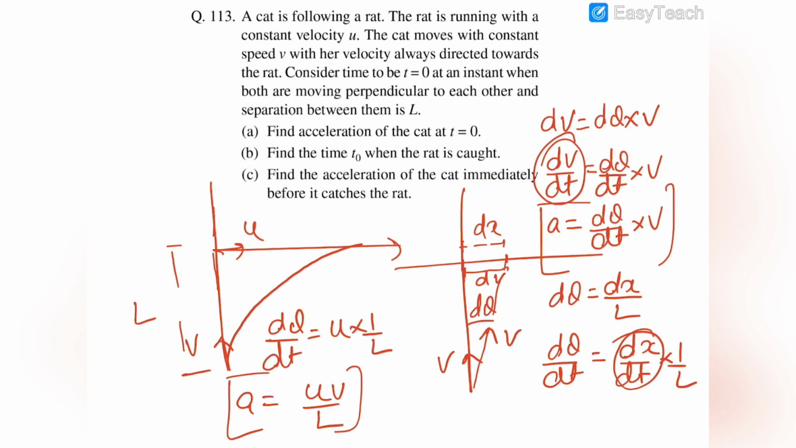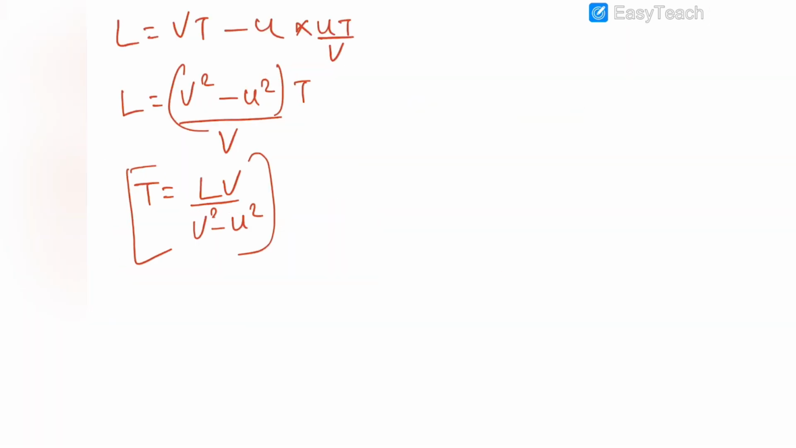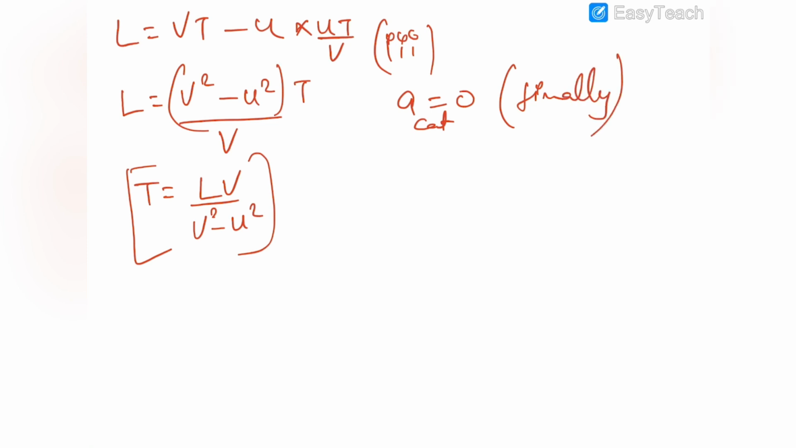Now in the C part, the acceleration of the cat immediately before it chases the rat, obviously you can see that the acceleration when it would chase down the rat would be 0 at that instant, because finally the cat would be moving on this line, and its velocity will become constant, and it would not change the direction either, and obviously speed was constant initially also, so this acceleration of the cat would become 0. So this is question number 1.